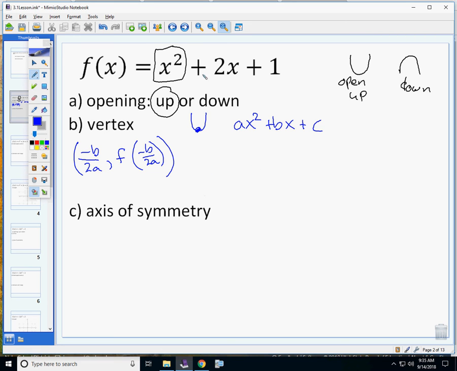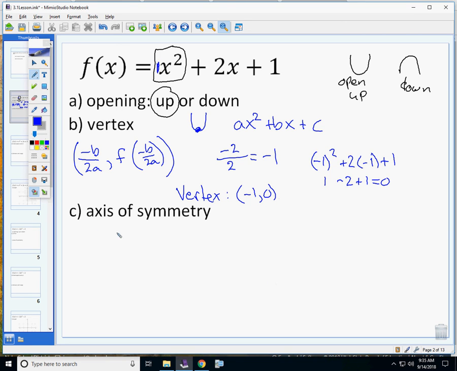So negative b, in this case that would be negative 2, divided by 2 times a, and a in this case is 1. So that means our x coordinate for the vertex is negative 1. So now we're going to take that negative 1 and plug it back into our function, and that will give us the y coordinate for our vertex. So we got negative 1 squared plus 2 times negative 1, so that would be negative 2. And then plus 1, so that would give us 0, which means the vertex for this function is negative 1 comma 0.